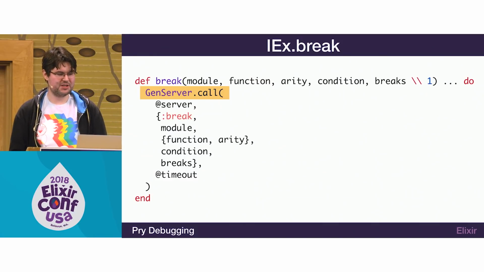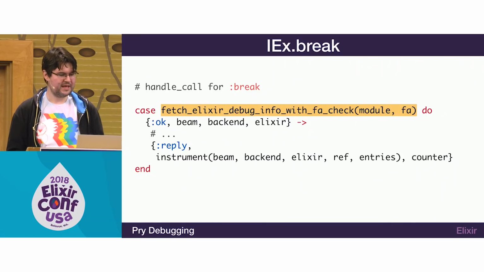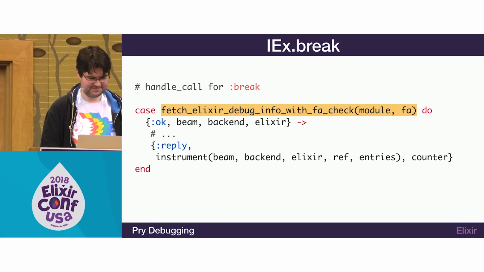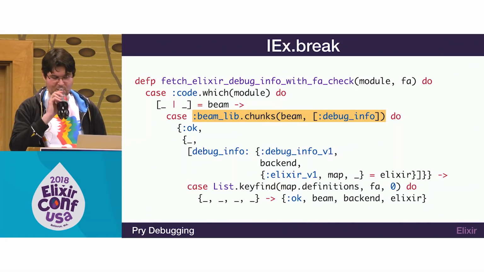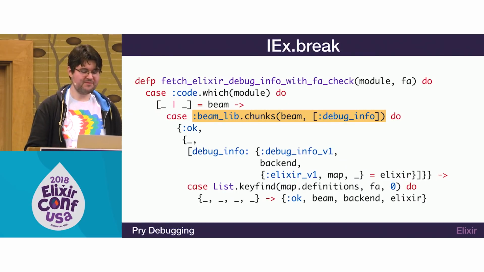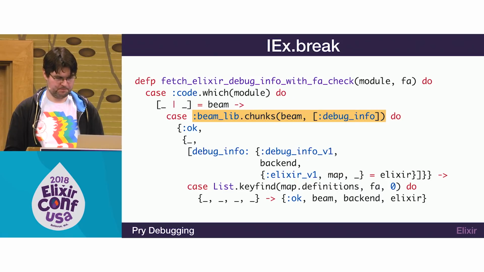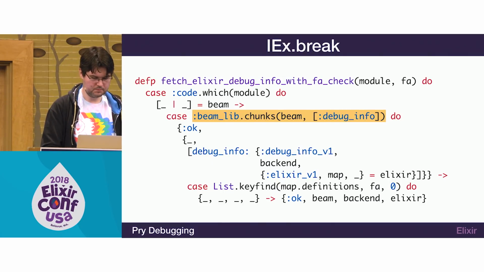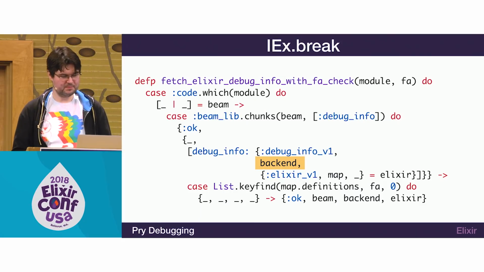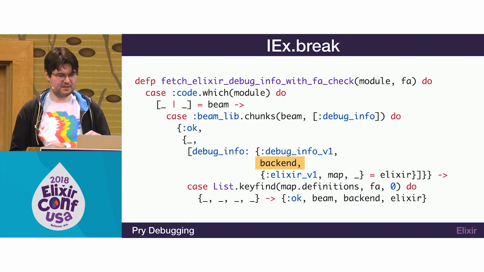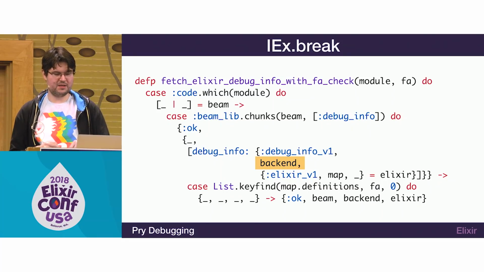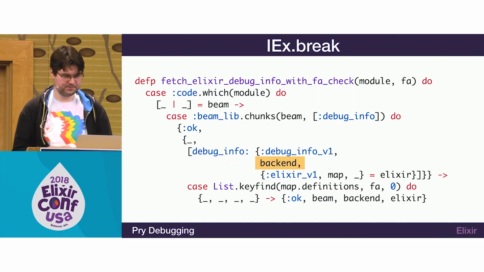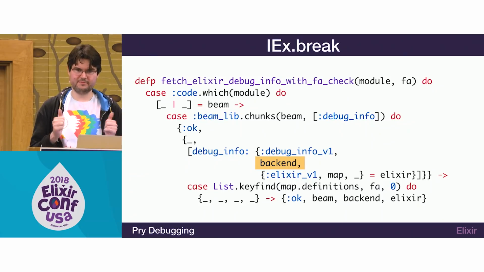break is calling the IExPry GenServer. The handle_call in the GenServer calls a function called fetch_elixir_debug_info_with_fa_check. It's a very good name. That function gets the currently loaded module's debug info. This is the same debug info that José talked about in the keynote. This is the debug_info chunk that he added. The backend module is going to take in the debug info from debug_info_v1, which is the only version currently in the ecosystem. There haven't been any multiple versions yet. No one screwed up yet. Go us.